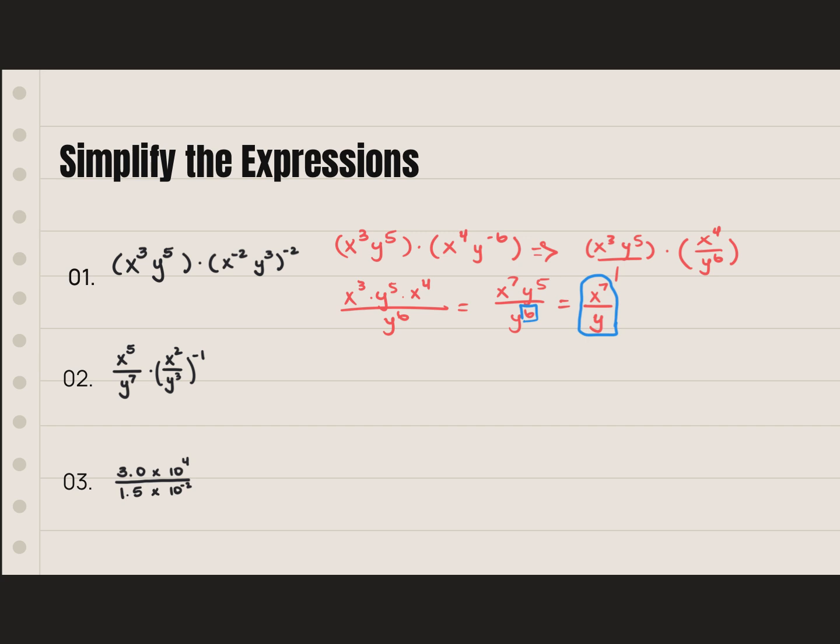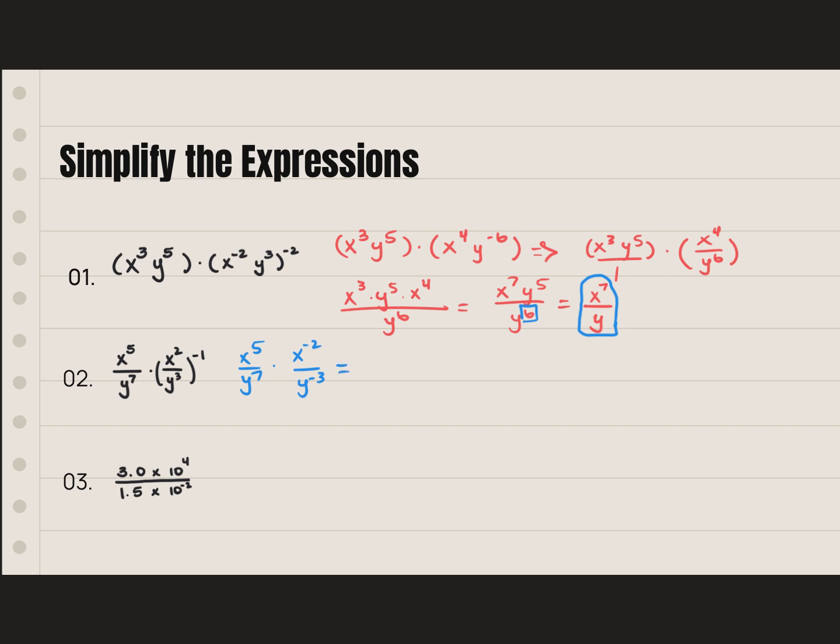For the second one, like I said before, I typically prefer to deal with negative exponents and powers to powers first. So I'm going to change colors here. I'm going to leave x to the fifth over y to the seventh the same, times, I'm going to distribute that -1, so x to the -2 over y to the -3. All right, I'm going to deal with my negative exponents.